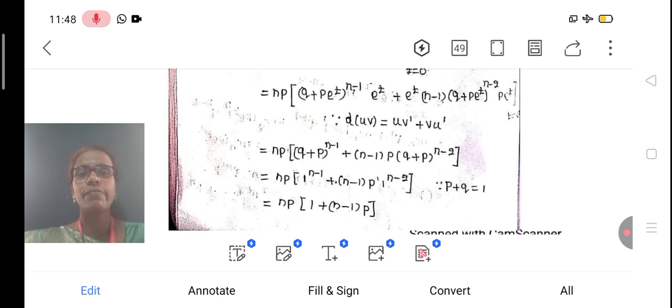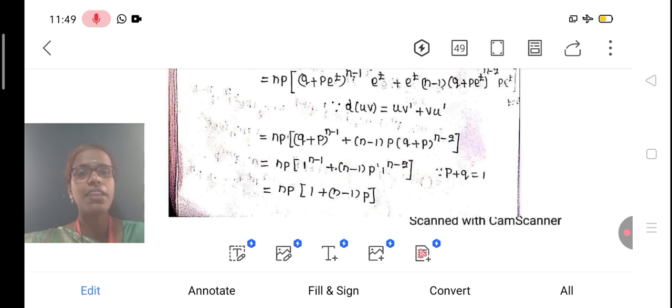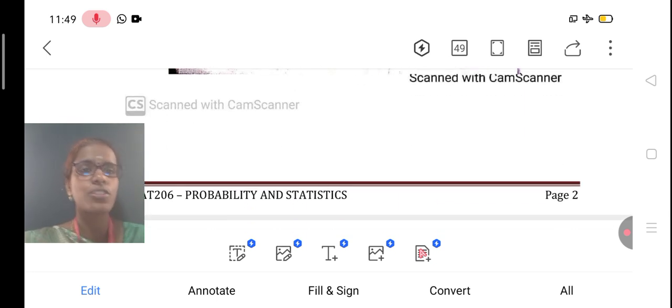Replace t as 0, that means e power t becomes 1. So np into (q plus p) the whole power n minus 1 plus (n minus 1) into p into (q plus p) the whole power n minus 2. We know the result, right? p plus q is 1. So np into 1 power n minus 1 plus (n minus 1) into p into 1 power n minus 2. So np into (1 plus (n minus 1) into p). You just simplify the term, then only we get E of x square.